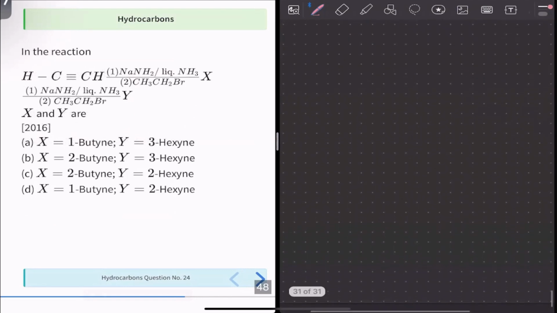Let's move on to question number 24. HC triple bond CH, acetylene, reacts with NaNH2 in liquid ammonia in the presence of CH3CH2Br and produces X. X will react with NaNH2 in liquid ammonia in the presence of CH3CH2Br and will produce Y. What will be X and Y? Let's react.